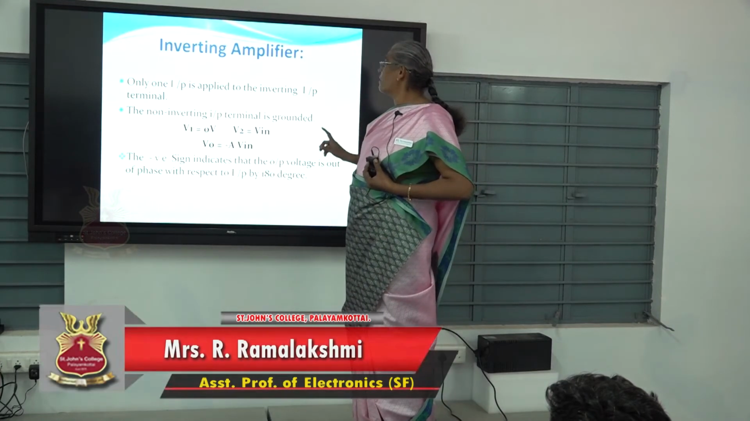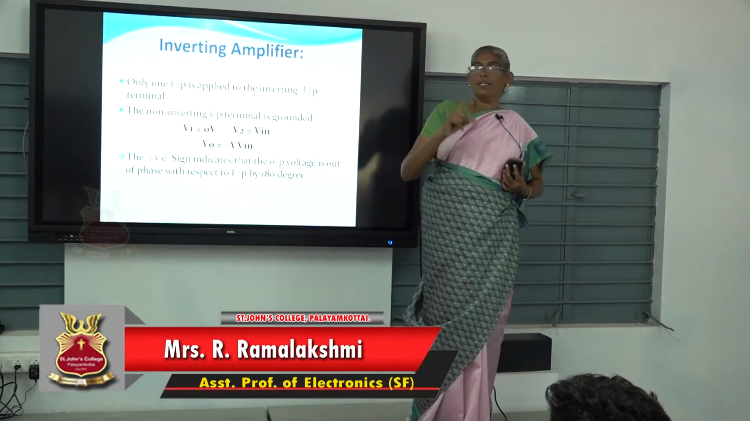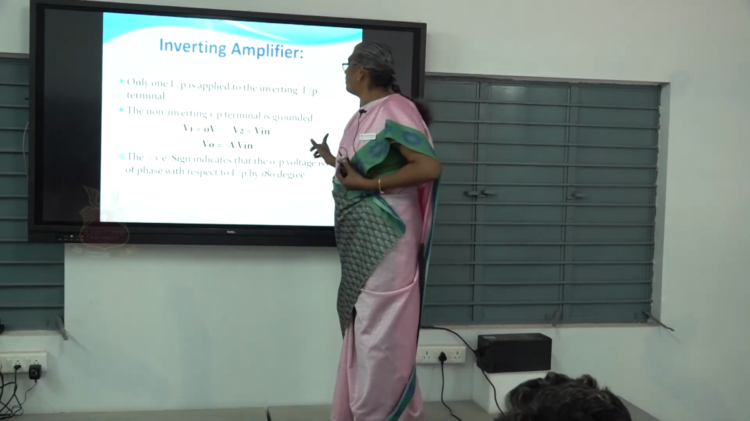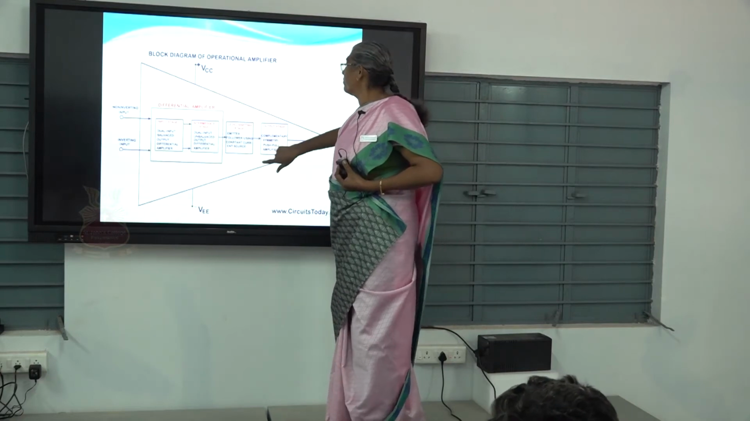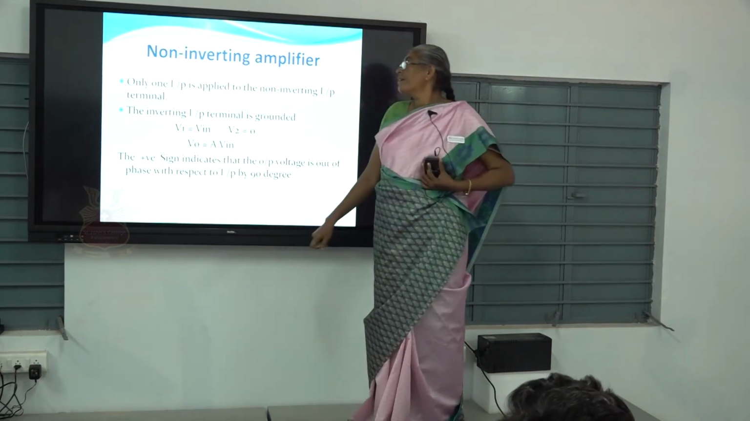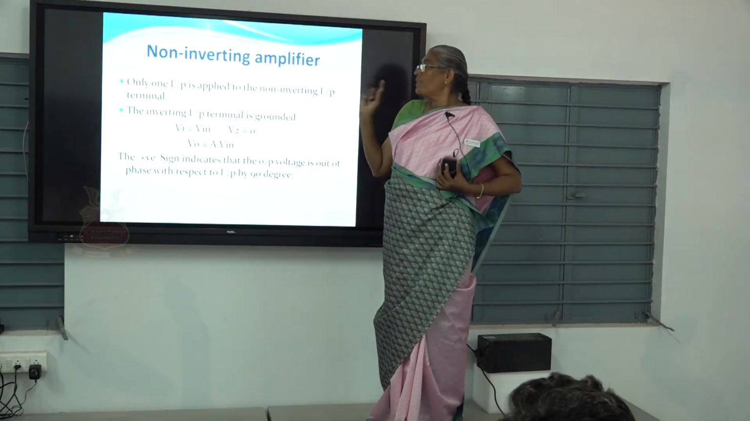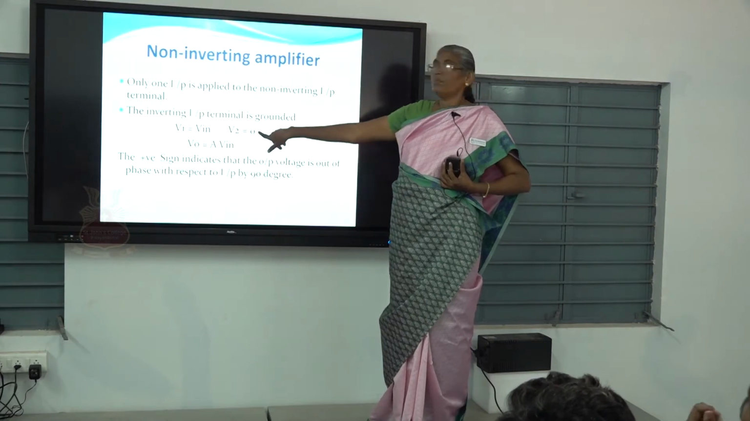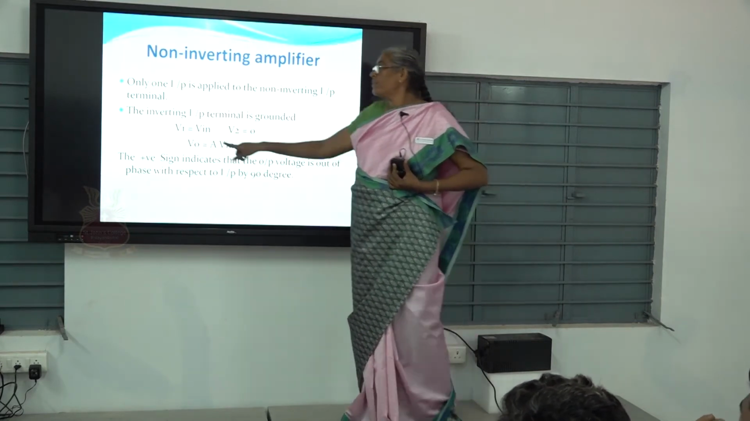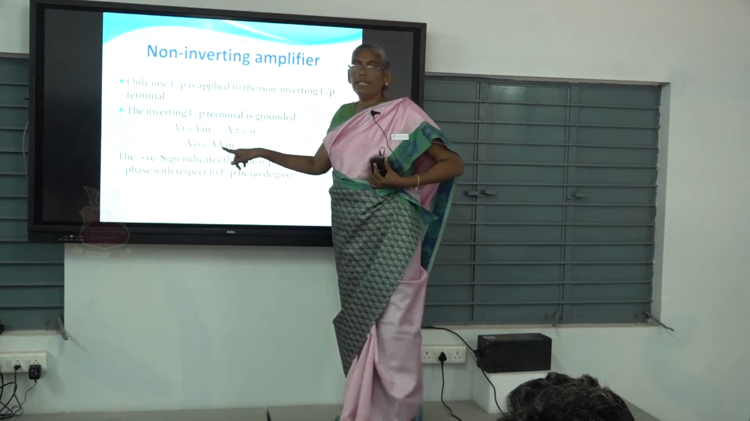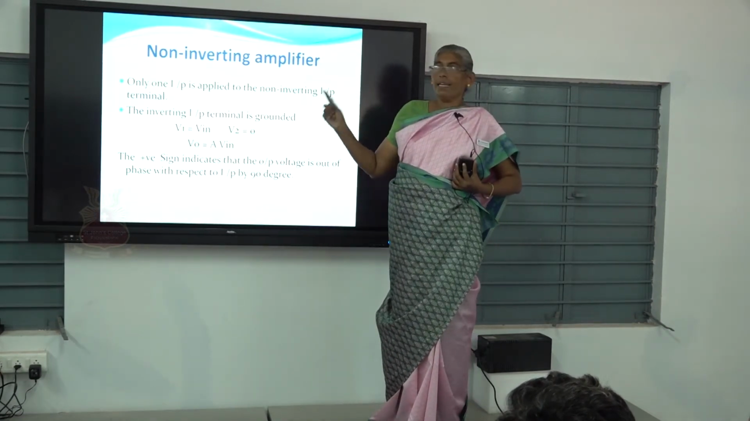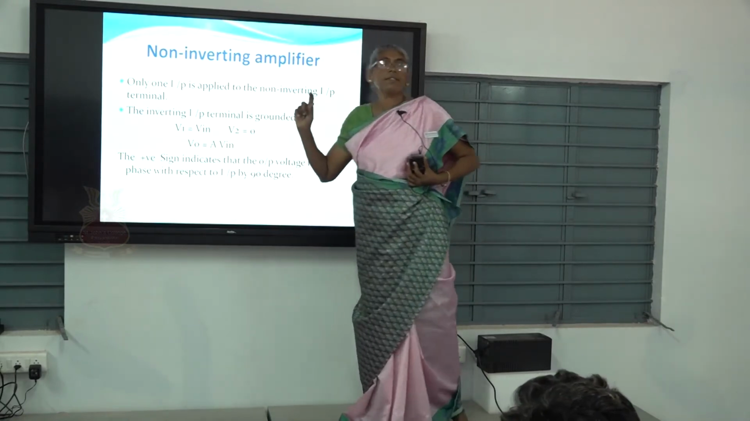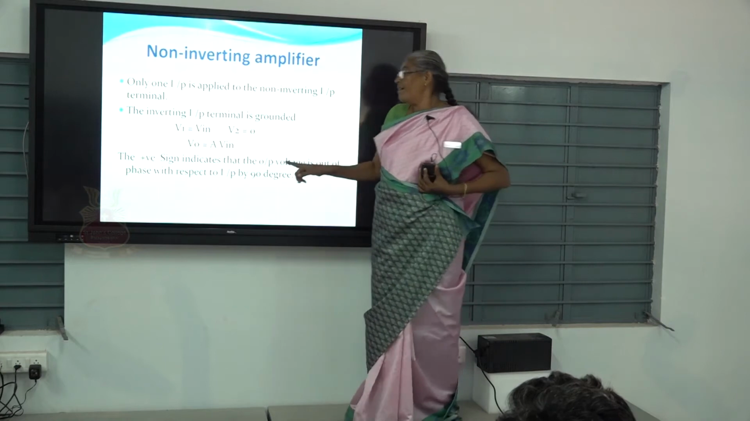So the graph of the input voltage is shifted by 180 degrees. Then the non-inverting amplifier: only one input is applied to the non-inverting terminal and the inverting terminal is grounded. So V naught equals A VIN. A is the gain. The positive sign indicates the output voltage is in phase with the input.